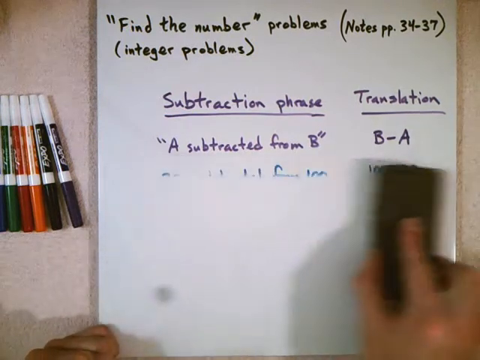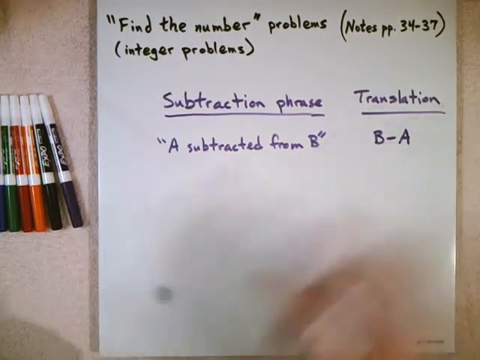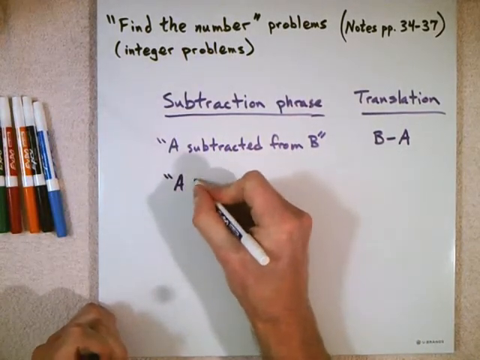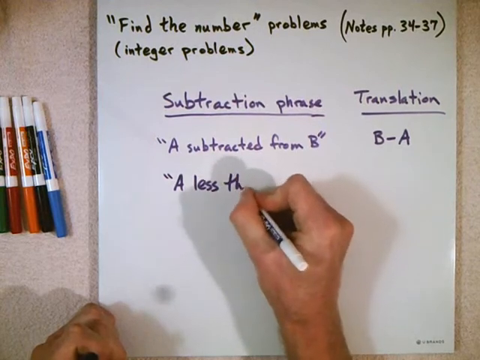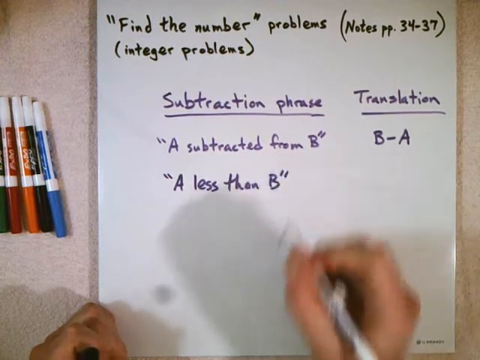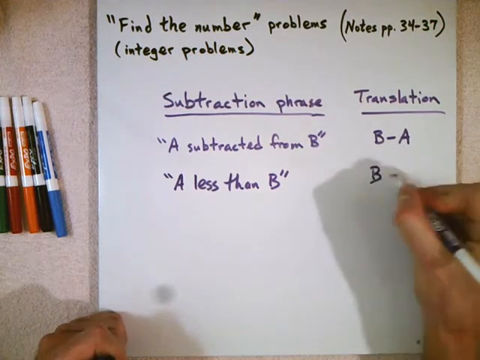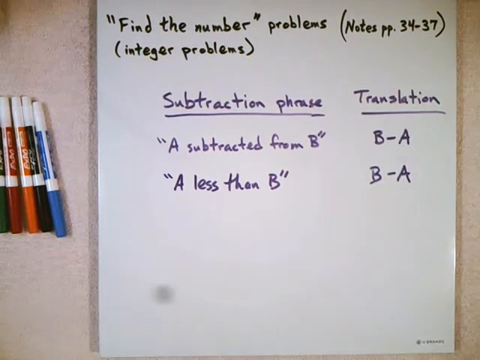That wasn't too bad. Similar type of phrase here. How about A less than B? What is that going to be? It's pretty much the same idea, isn't it? You're starting off with the B, and you're going to go down from there. So it'll be B minus A. You're going to go down from B, and that's A less than B.